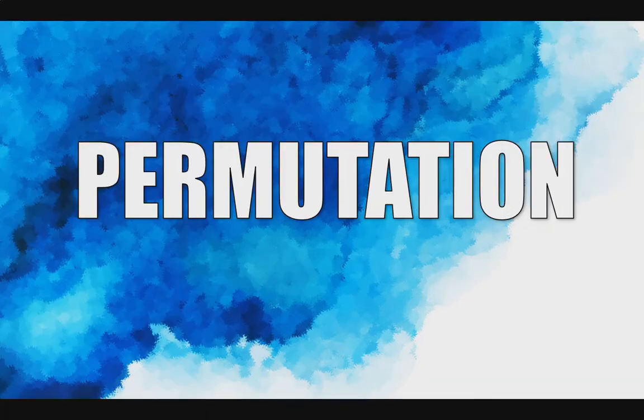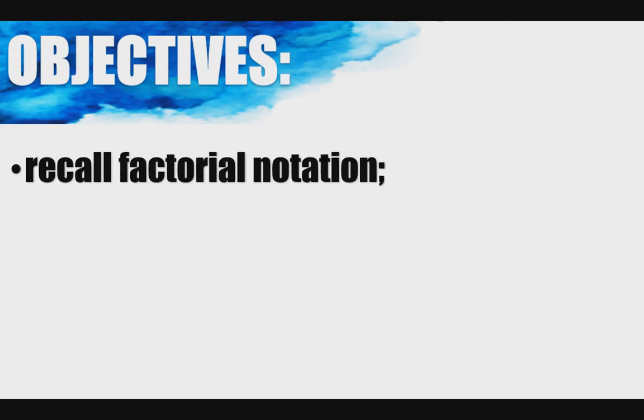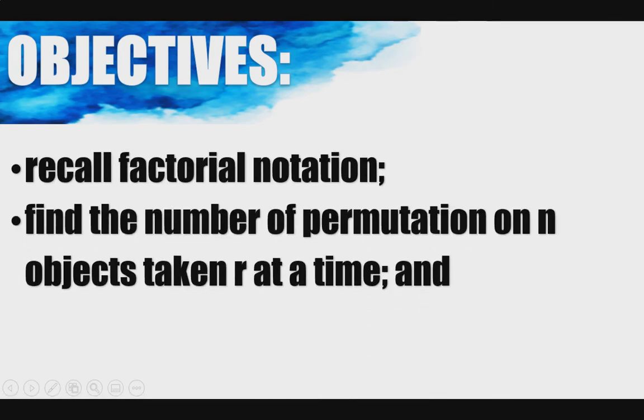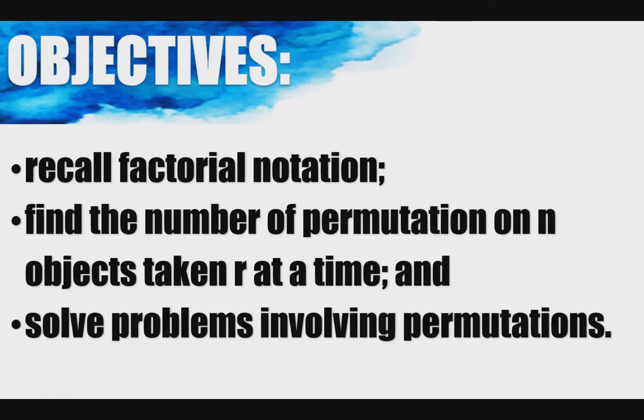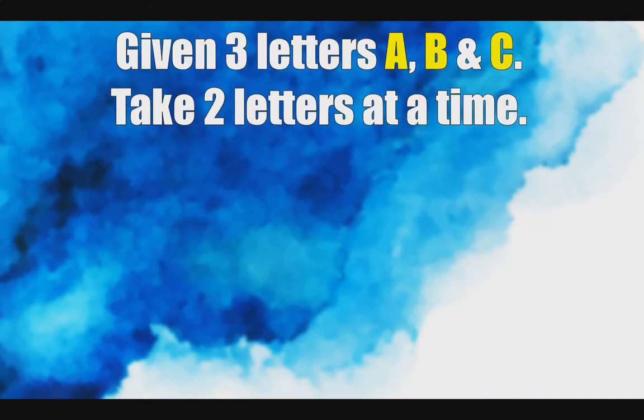Good day, class. This is Sir Emilio Titare Jr. and welcome to another mathematics class. Today's topic is permutation. Our objectives are recall factorial notation, find the number of permutations on n objects taken r at a time, and solve problems involving permutations. So, given 3 letters A, B, and C, take 2 letters at a time.